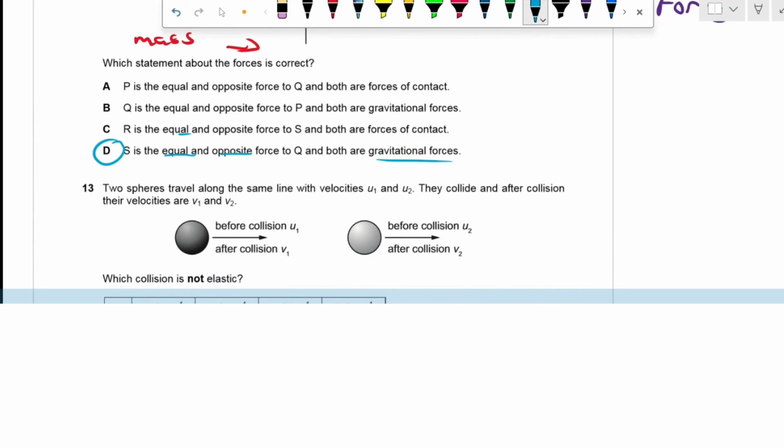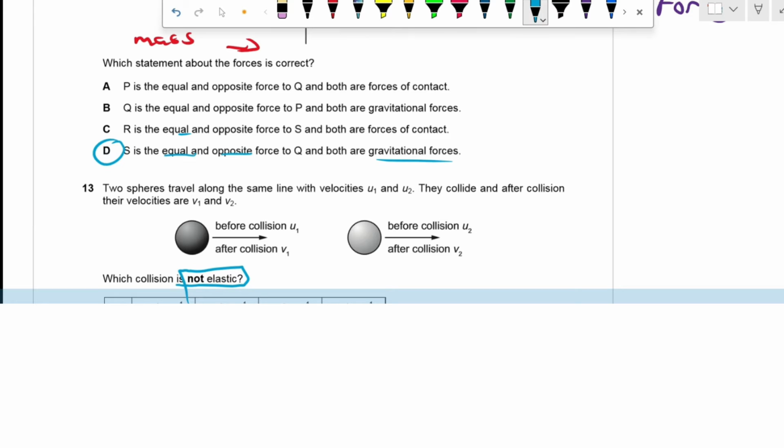Question 13. Two spheres travel along the same line with velocities u1 and u2. They collide, and after collision, their velocities are v1 and v2. Which collision is not elastic? So guys, I want you to know, what is an elastic collision? Take time to think about it. What is an elastic collision?